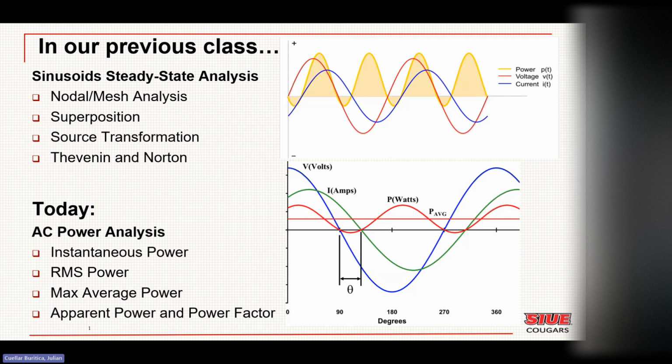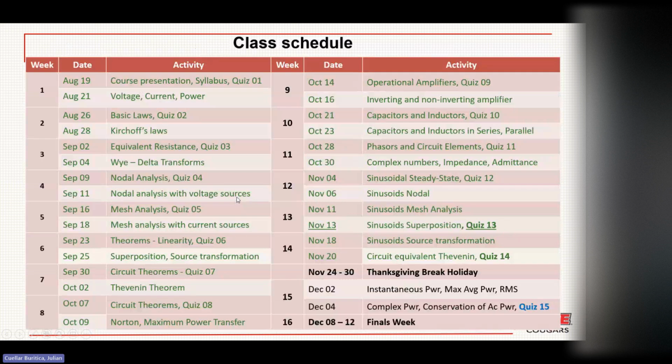This week, we'll start with our final subjects. This is related to Chapter 11, the power analysis on alternating current signals. Then let's start with this and take care of the next exercises and examples for our final quiz, or the quiz for this week. This is how our schedule looks now.